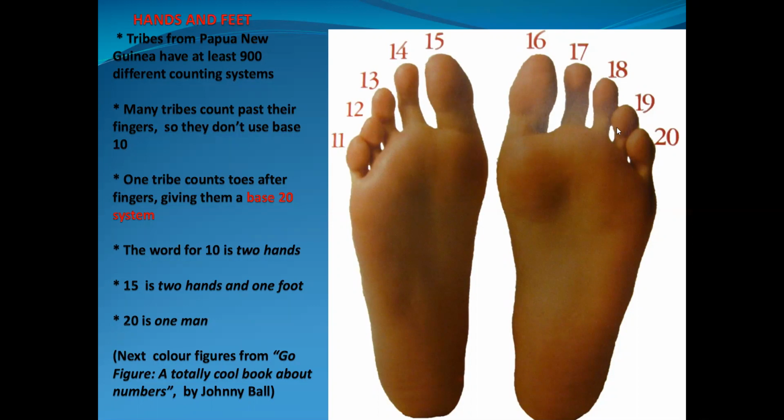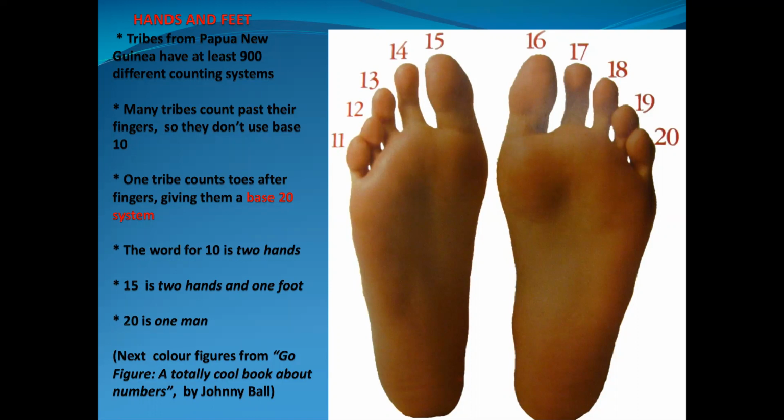In Papua New Guinea, they have lots of counting systems, at least 900 different counting systems. They usually use their body to represent numbers. For example, they use their two hands and their two feet. The two hands represent 1 to 10, and then the feet represent 11 to 20. So they use a base 20 system to represent an integer.